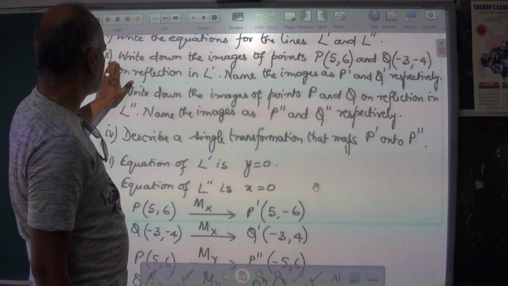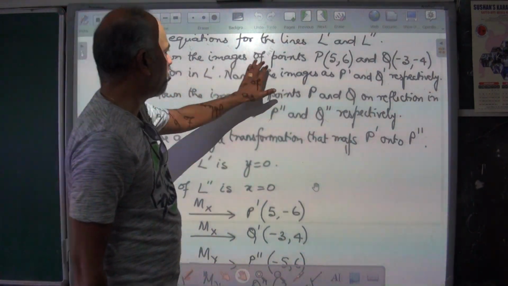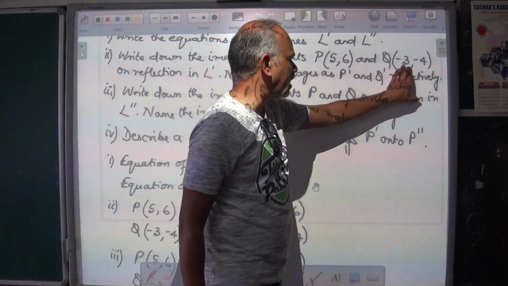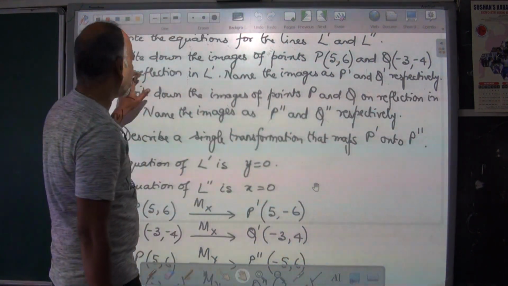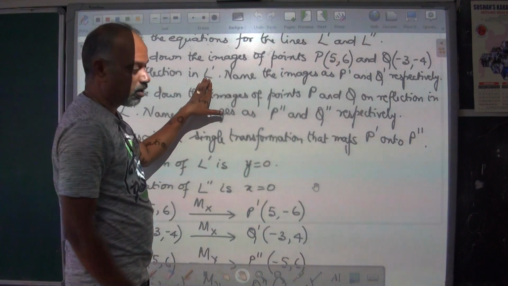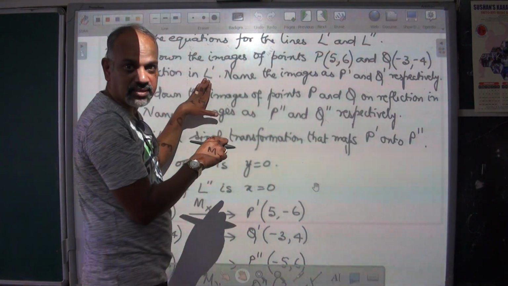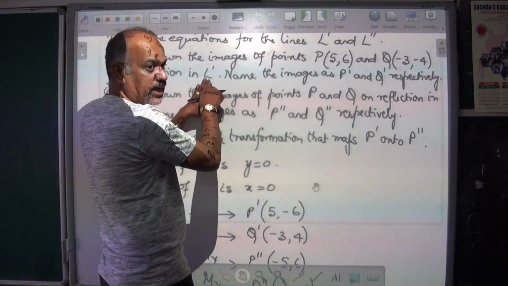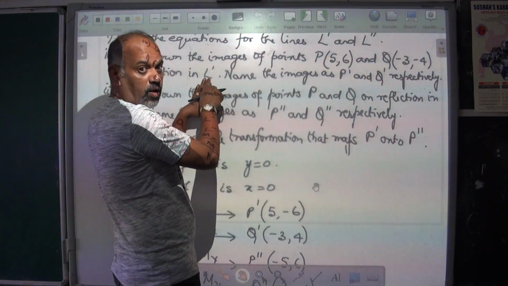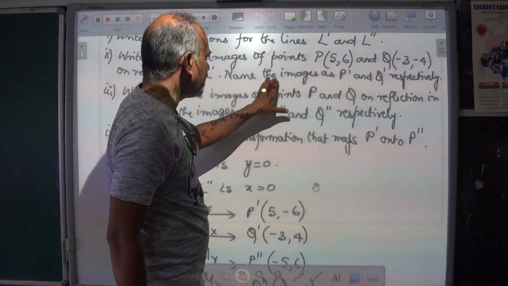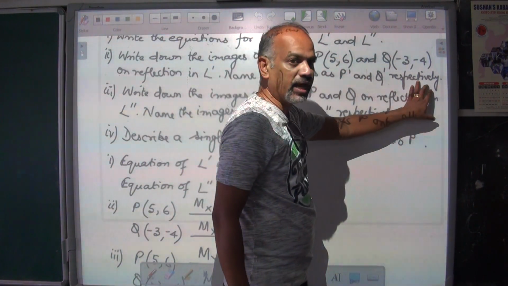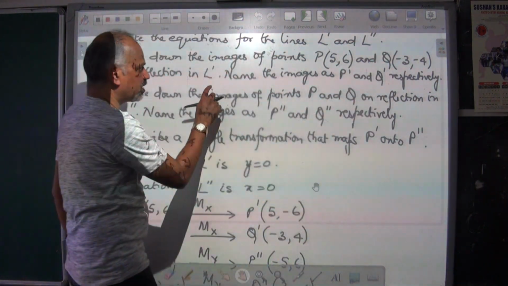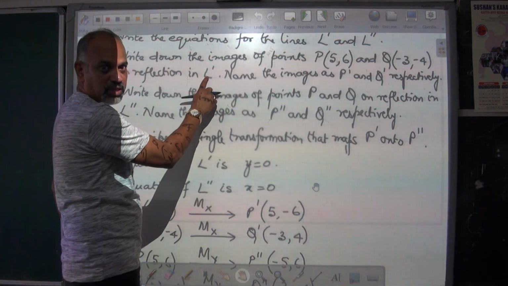The second question is, write down the images of points P, whose coordinates are 5, 6, and Q, whose coordinates are -3, -4, on reflection in L dash. You already know L dash is the x-axis, which means you're going to reflect P and Q on the x-axis. Name the images as P dash and Q dash respectively. So we start with P and Q and reflect them on this line, which is the x-axis.